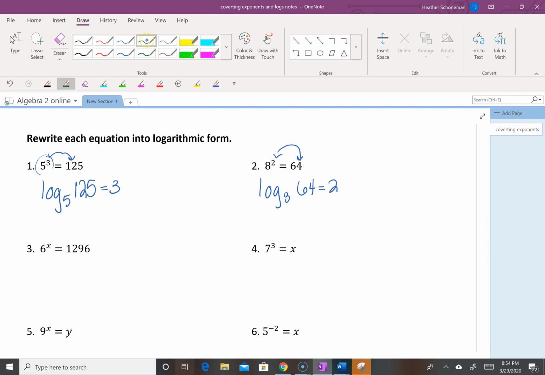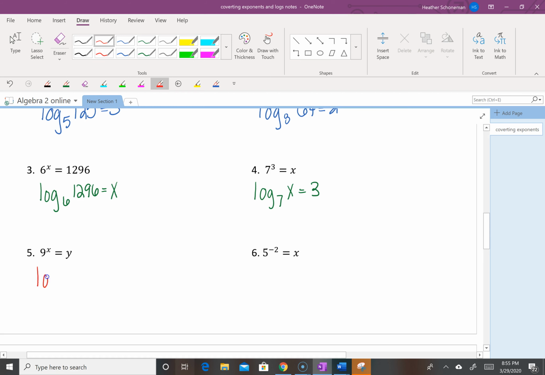Let's try some more. If they have variables in there, that doesn't matter. I would say log base 6 of 1296 equals x. Same thing over here. Now, you see how I have number 3? That's something that we're going to learn how to solve next time, but we're just prepped today. All right, log base 7, except that looks like a 2. Try again. Log base 7 of x equals 3.